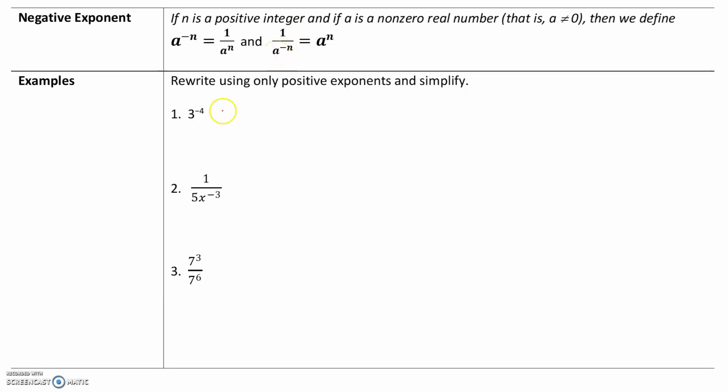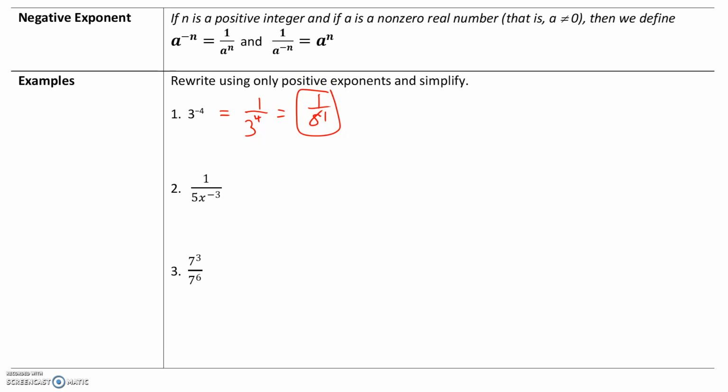Okay, for example, 3 to the negative fourth will be 1 over 3 to the fourth. We want to make this a positive exponent. How do we do that? We move it to the denominator. 3 to the fourth is 3 times 3 times 3 times 3. So our answer here is 1 over 81.